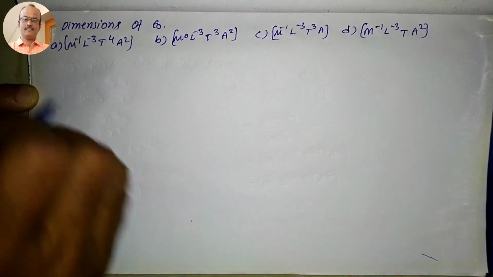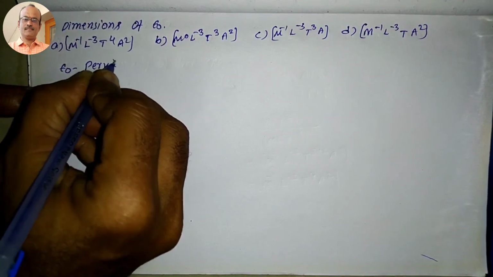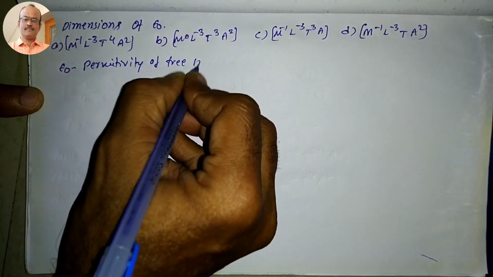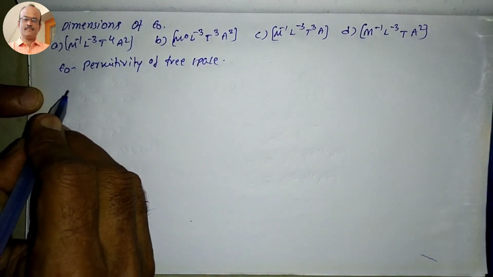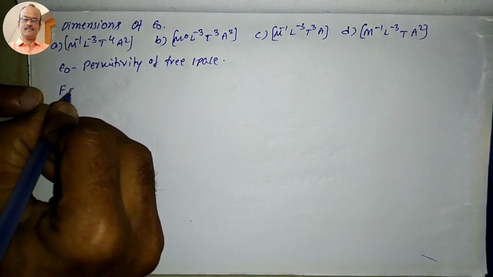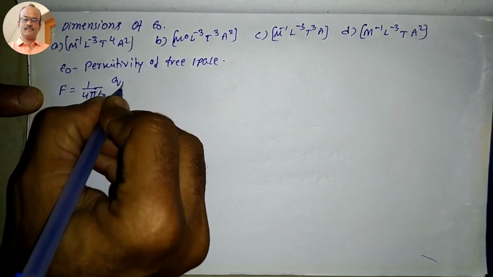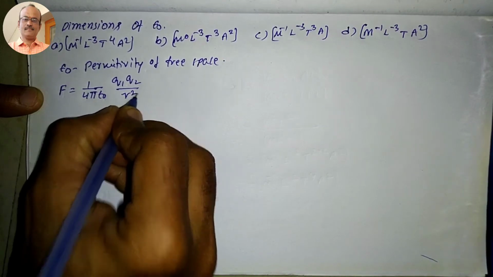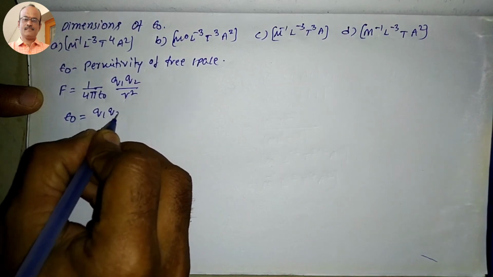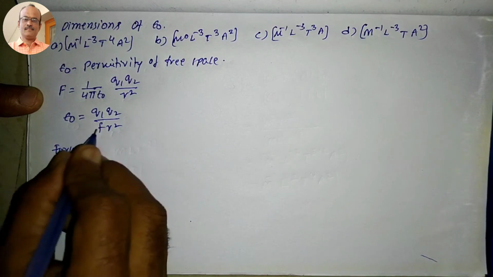So now the question number 17. Dimensions of epsilon naught. So the epsilon naught is nothing but permittivity of free space. So where this one exists, that formula we will write. F equal to 1 by 4 pi epsilon naught q1 q2 by r square. So from here epsilon naught is equal to q1 q2 by F r square.